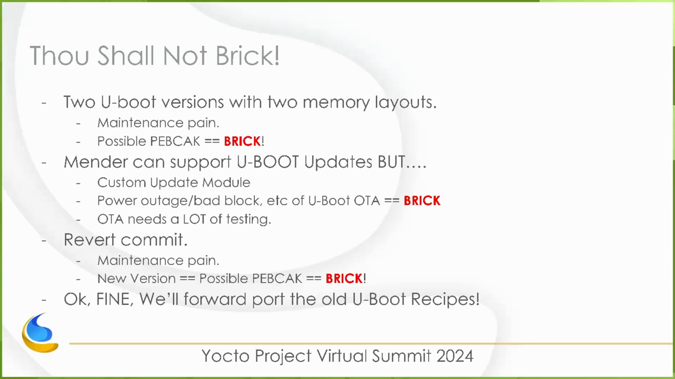Okay, so I'll just revert the commit. Well, again, I'm carrying two different versions of U-boot. This is a maintenance pain in the arse. And if someone changes that memory layout again and that doesn't get caught, then again I'm back in the same place where I could possibly brick the device. Okay, fine. So what we're going to do is just forward port the old U-boot recipes, and this will be a problem for later.